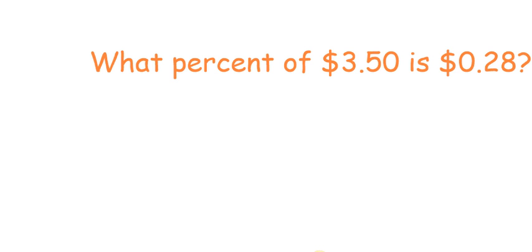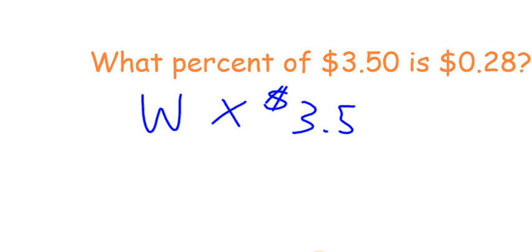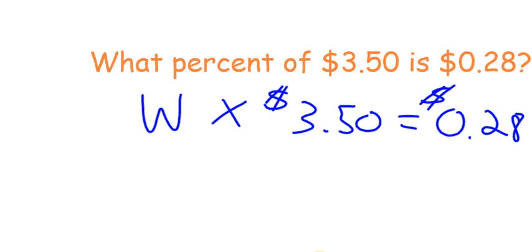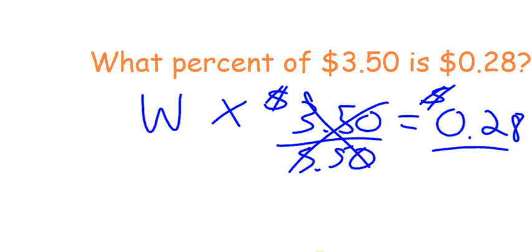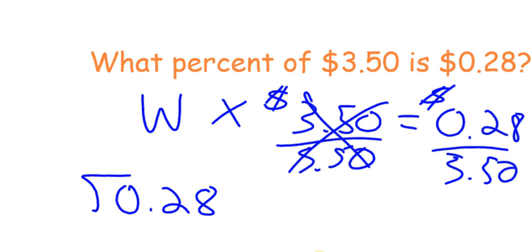All right, let's try this. It says what percent of $3.50 is 28 cents. Oh, all right, here we go. What percent? Boom, there's our W. Of does not mean equal, it means multiply. So 350 is 28 cents. Okay, so we're going to divide. And so I have this number divided by this number.